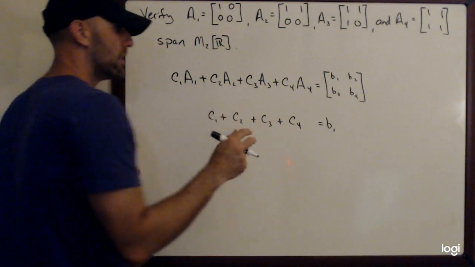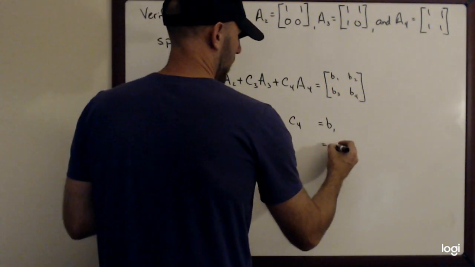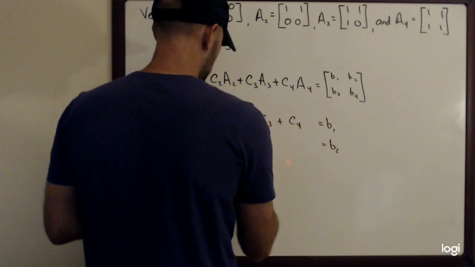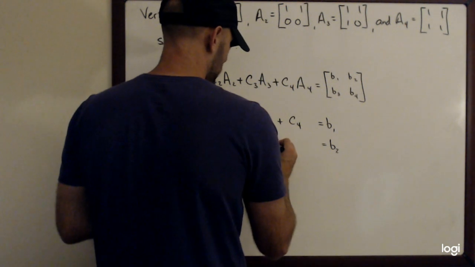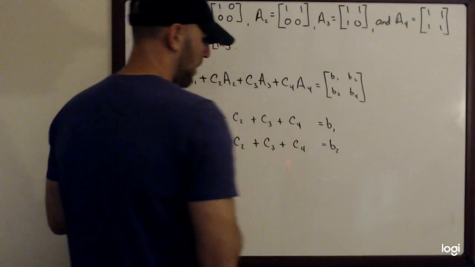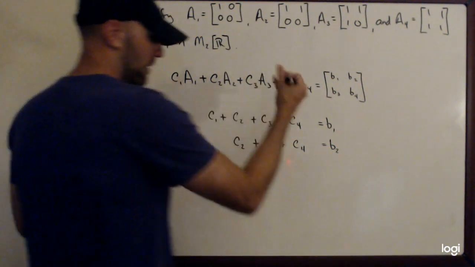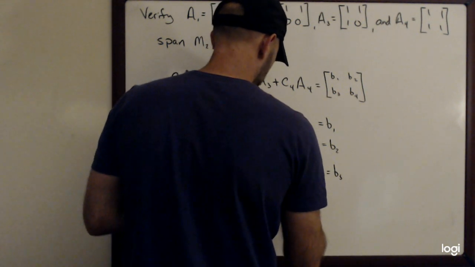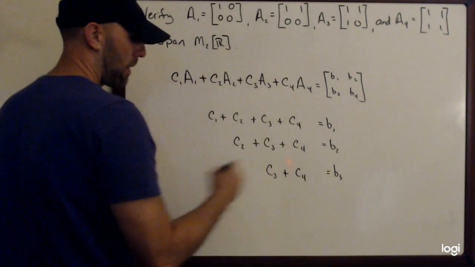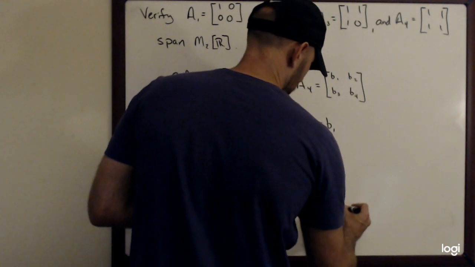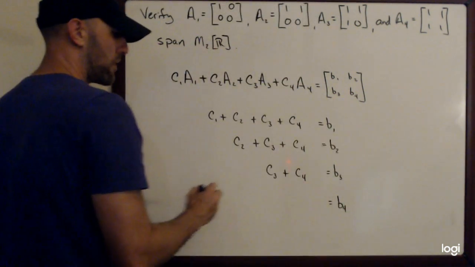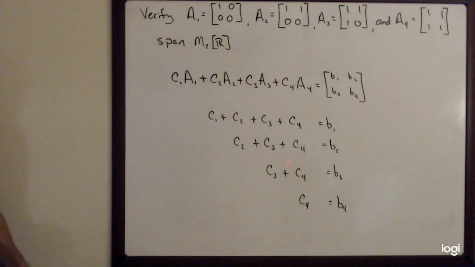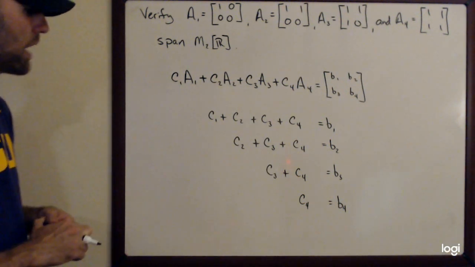Second, look at the 1, 2 entry. On the right-hand side, you've got b2. On the left-hand side, you just have c2 plus c3 plus c4. If you look at the 2, 1 entry, you've got b3 here. Here you've got c3 plus c4. And then if you look at the 2, 2 entry, on the right-hand side, you've got b4. And then you just have c4. Well, okay.